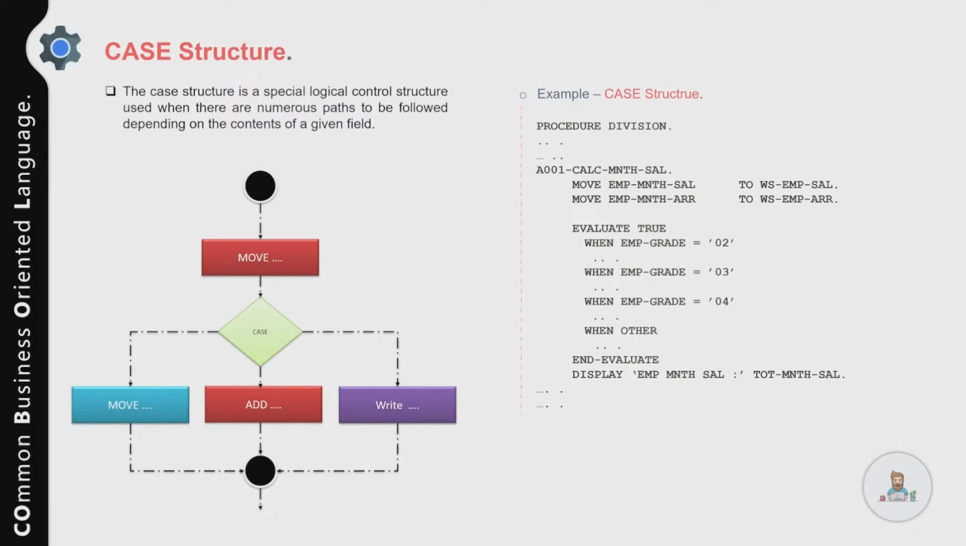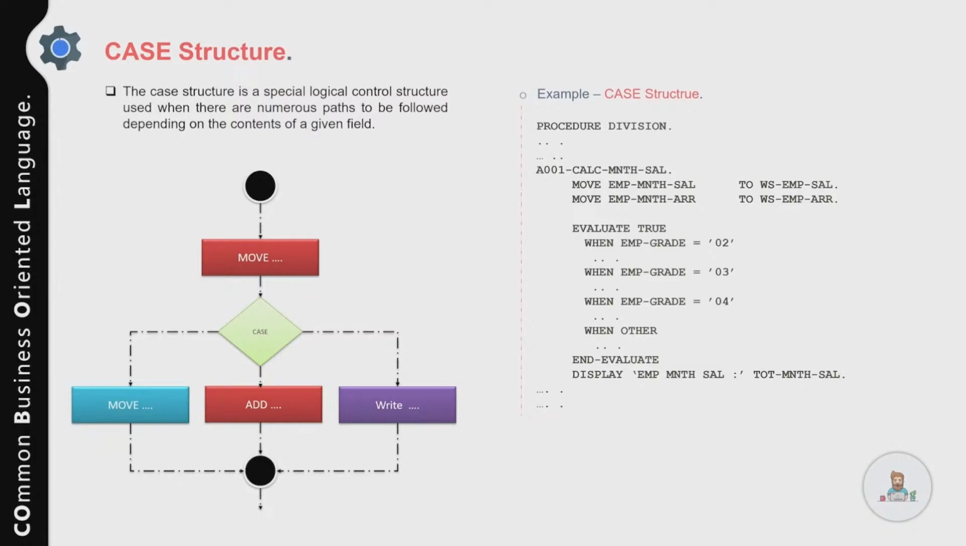And how can you implement that in COBOL? For that, you generally use the evaluate statement. In the following example, if you notice, we have a paragraph called A001-CALC-MONTH-SALARY. In this case, we have used the evaluate statement that says evaluate true, followed by a couple of when statements. And these when statements are used to specify the possible values for this particular field. And based on these particular values, the statements will be executed.